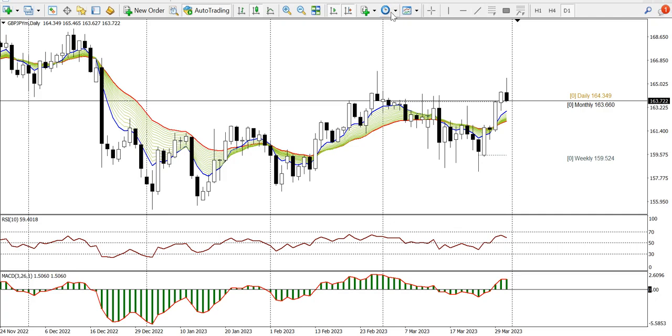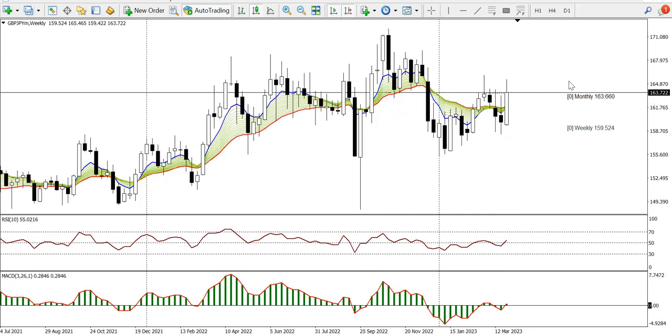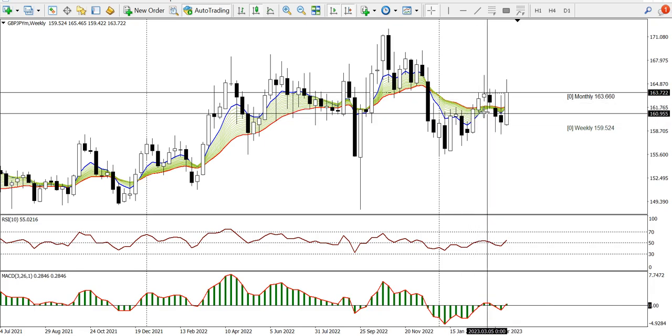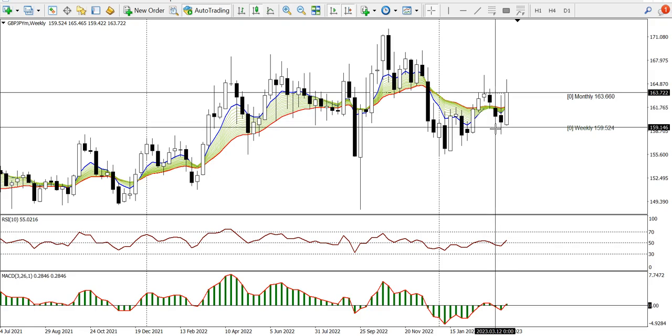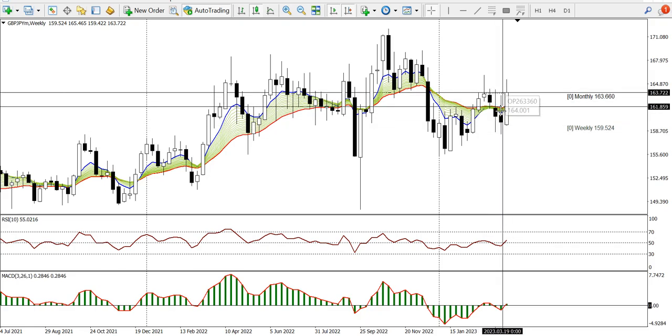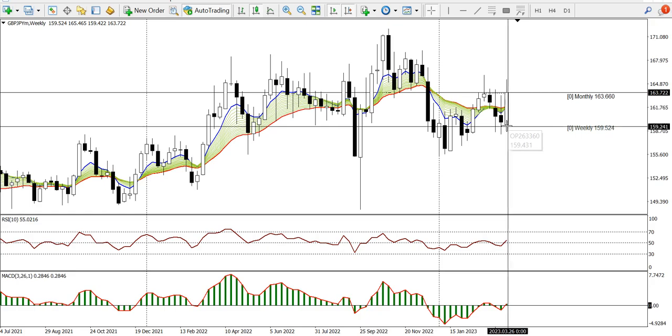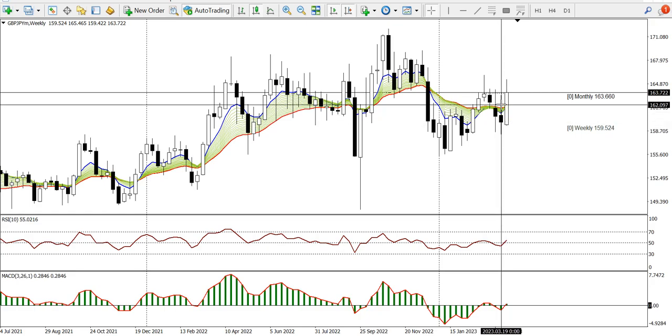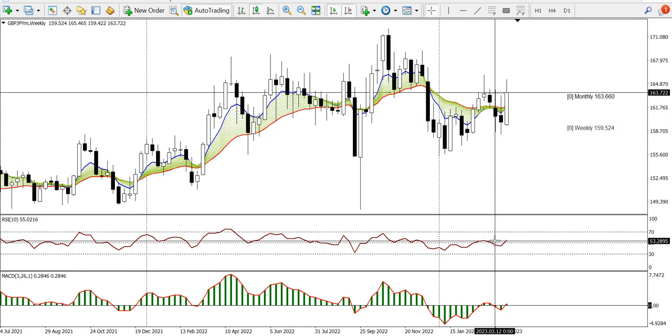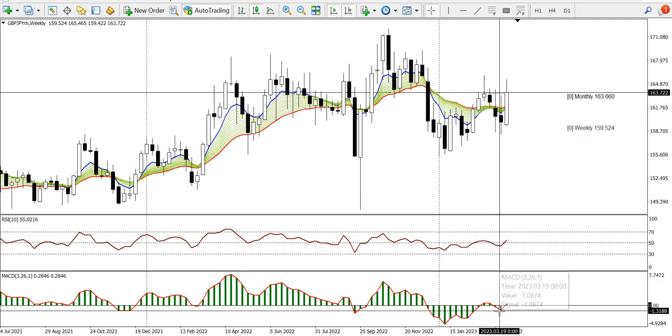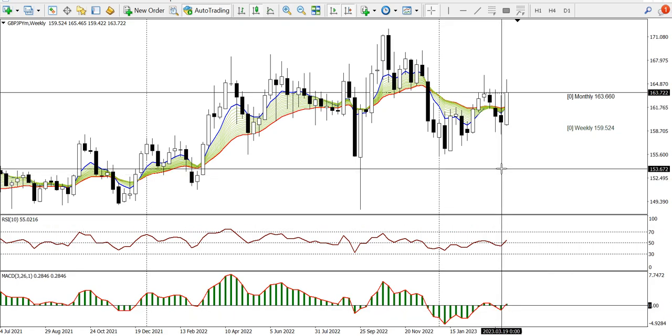First, let's discuss GBPJPY. What actually happened? On the GBPJPY weekly chart, I have seen price went up. EMA direction is still bearish; it went up and went down, went up, and before this week price was below the 20 and 6 EMA. RSI was below 50, and our 3 and 26 EMA MACD was down.